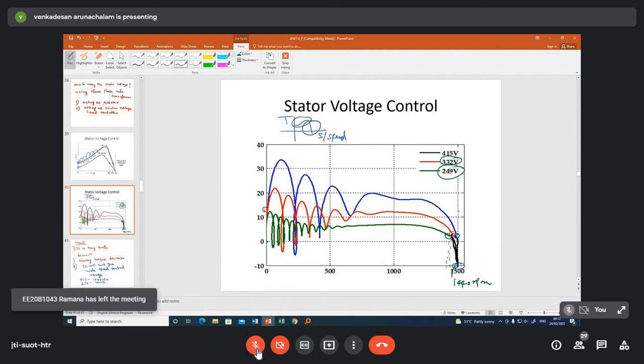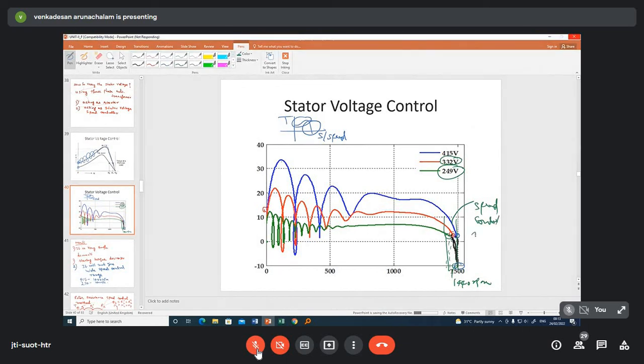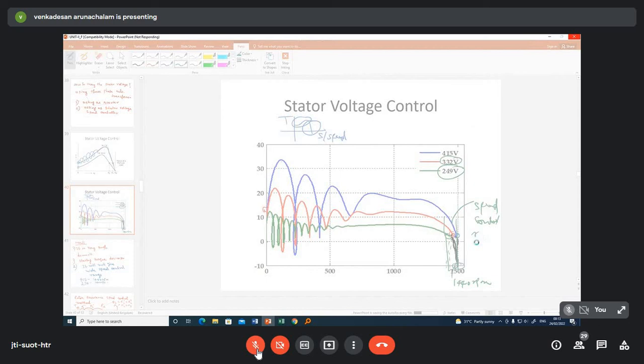The speed variation is very narrow. It is not wide. The speed control range is very, very small. This is the speed control region, or this is the speed control range. It is very narrow. This is the speed control range. It is very, very narrow.